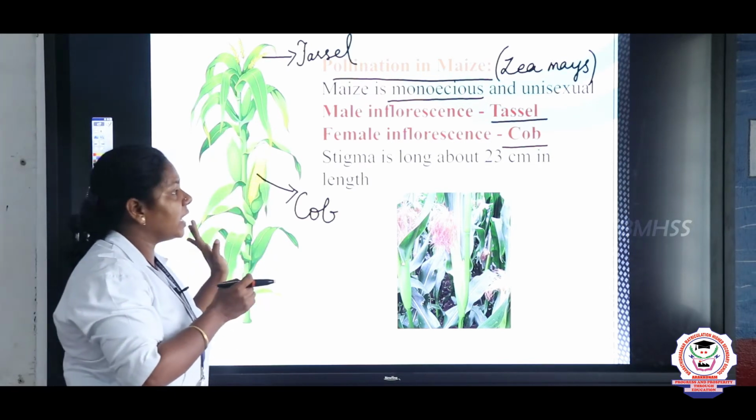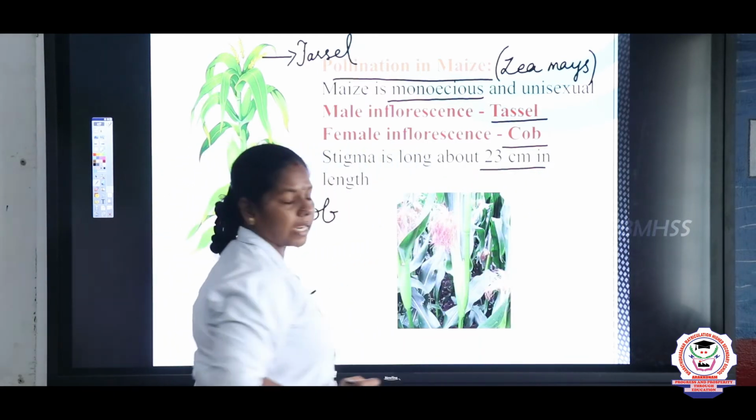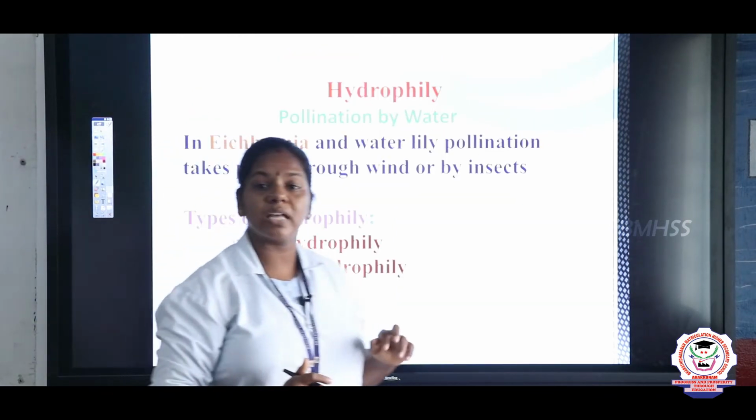So to receive that, the stigma is feathery. So this is pollination in maize. And what is the length of the stigma, children? It is 23 centimeters in length, right? It is very long. And now we are going to discuss another type.